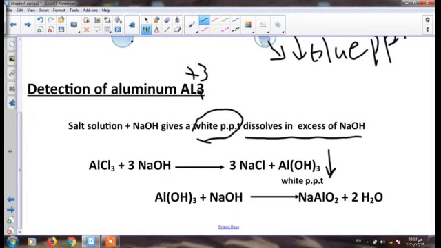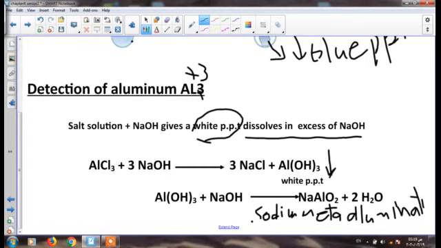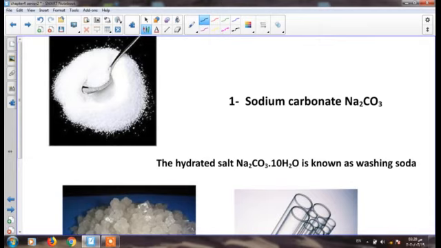The white precipitate of aluminum hydroxide dissolves in an excess amount of sodium hydroxide to form sodium meta aluminate. The second compound is sodium carbonate, whose chemical formula is Na2CO3. The hydrated salt, sodium carbonate with 10 water molecules, is known as washing soda.